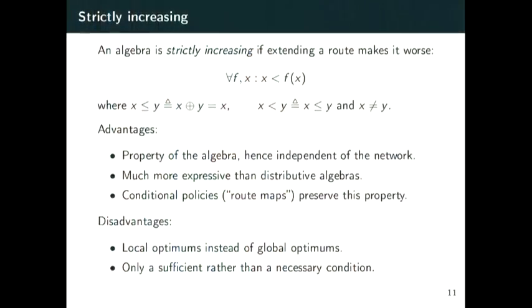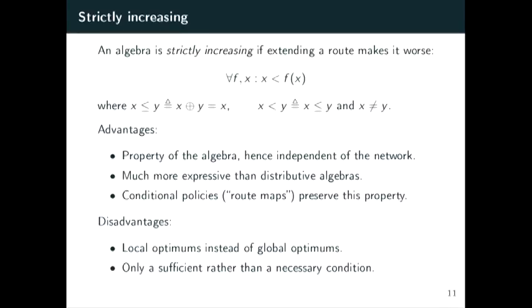So we then come to the Goldilocks condition, strict increasingness. An algebra is strictly increasing if extending a route only makes it worse. So if you have a route x and you take f of x, well then f of x has got to be strictly worse than x. We define this ordering using the plus operator. So x is less than or equal to y if, when you choose between x and y, you choose x. And then x is strictly less than y is defined in the usual way.